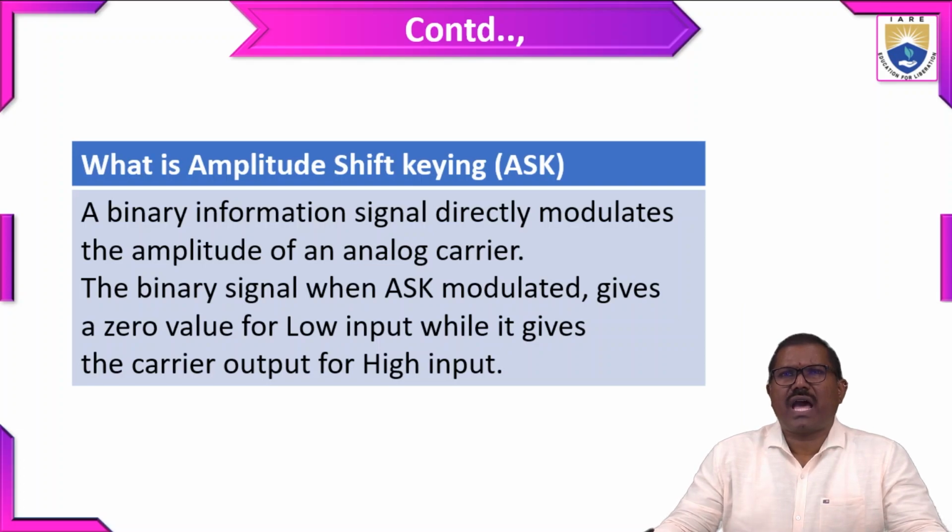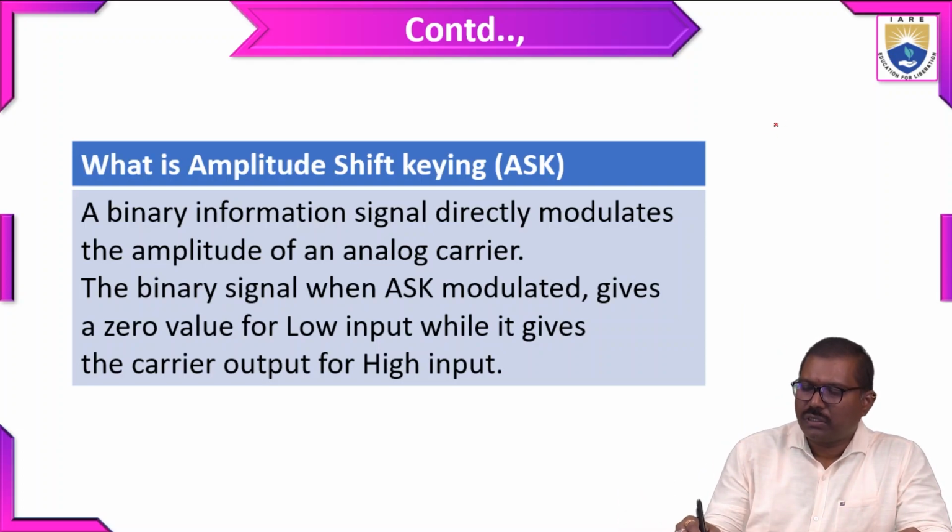Now what is amplitude shift keying, or simply ASK? In ASK, a binary information signal directly modulates the amplitude of an analog carrier. Here it is a modulation technique, not the conversion of an analog signal to digital. Why are we converting this digital signal into an analog carrier? Because the channel accepts analog only. So that's why we convert this digital signal into an analog carrier.